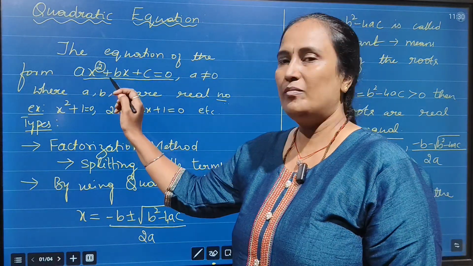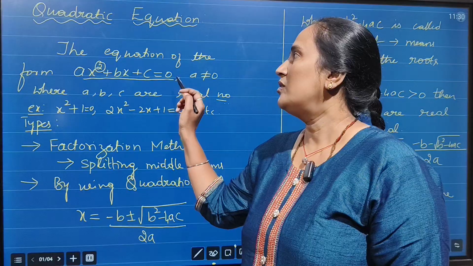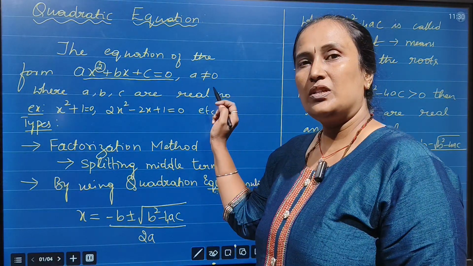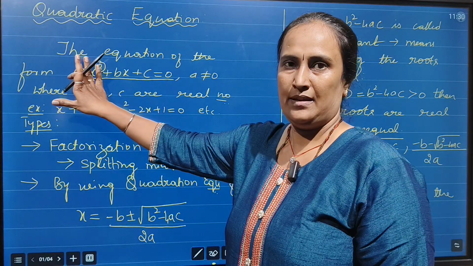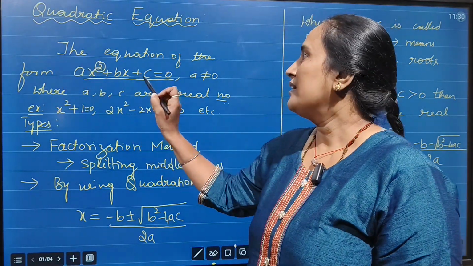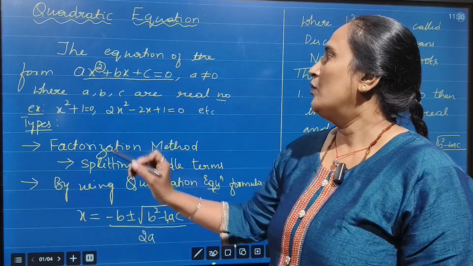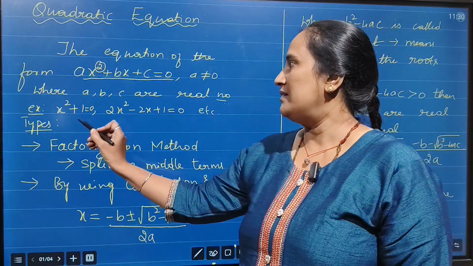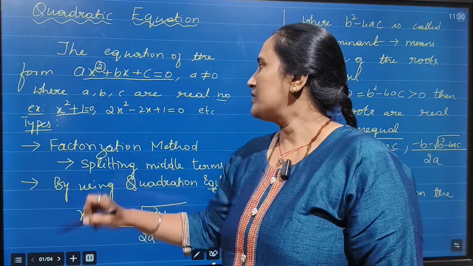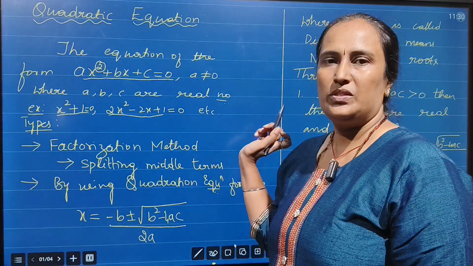The equation of the form ax square plus bx plus c equal to 0, where a is not equal to 0. Why? If a is 0, we get a linear equation, whose highest degree is 1. That's why this general form is called a quadratic equation, where a, b, c are real numbers. For example, x square plus 1, 2x square minus 2x plus 1 equal to 0.